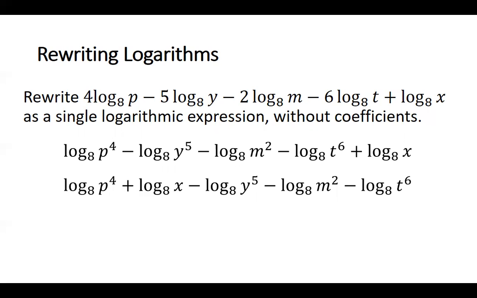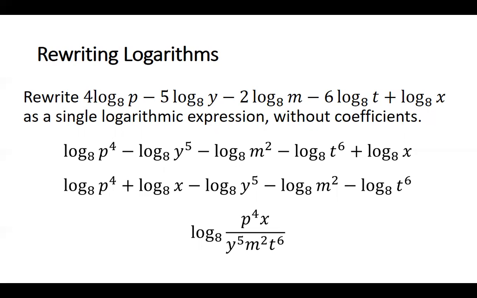Now we could pull out that common factor of minus 1 in those last three and have my product there. But I'm just going to take it to the next step, where I'm going to look and say, well, now I've got the pluses, they're going to be on the top. I've got the minuses, they're going to be on the bottom. So log base 8 of p to the fourth x over y to the fifth m squared t to the sixth.